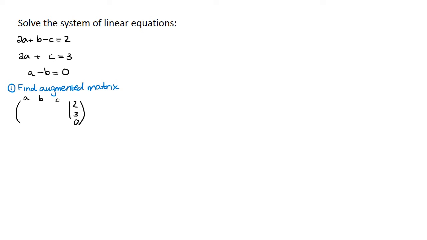The coefficient for A in the first equation is 2, for B is 1, for C is -1. The coefficient for A in the second equation is 2, there's no B here, and the coefficient for C is equal to 1. And in the third equation, our coefficient for A is 1, for B is -1, and there's no C present. So let me tidy this up. Now that we have an augmented matrix, we're going to row reduce to put it in reduced row echelon form.